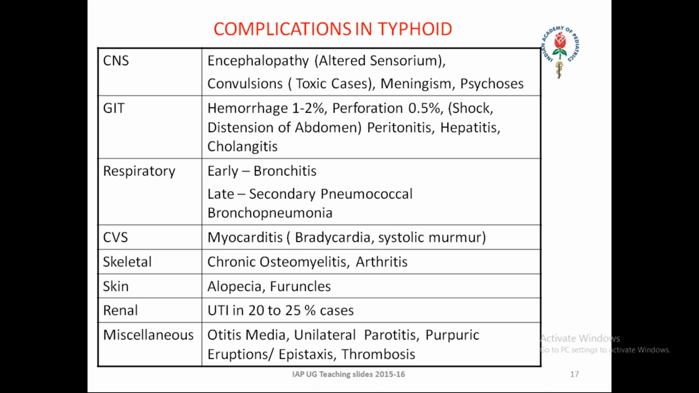Skeletal: osteomyelitis and arthritis. Skin: you can see alopecia and furuncles. Renal: UTI in 20 to 25% of cases. Miscellaneous are otitis media, unilateral parotitis, purpuric eruptions, epistaxis, and thrombosis.